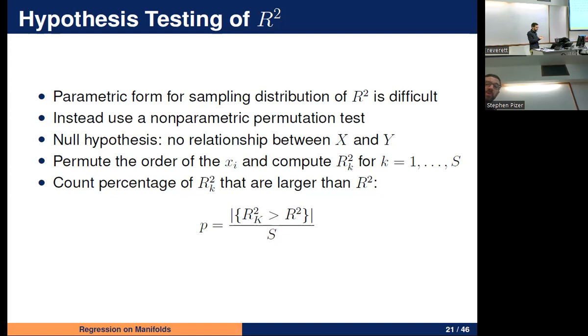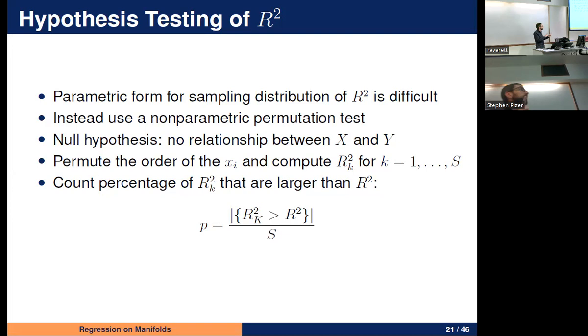And between, let's say, age and the shape of the corpus, there's no relationship. And so we're going to do a non-parametric permutation test on R squared. And what does it mean to do a permutation? It basically means that we're going to permute the x labels.